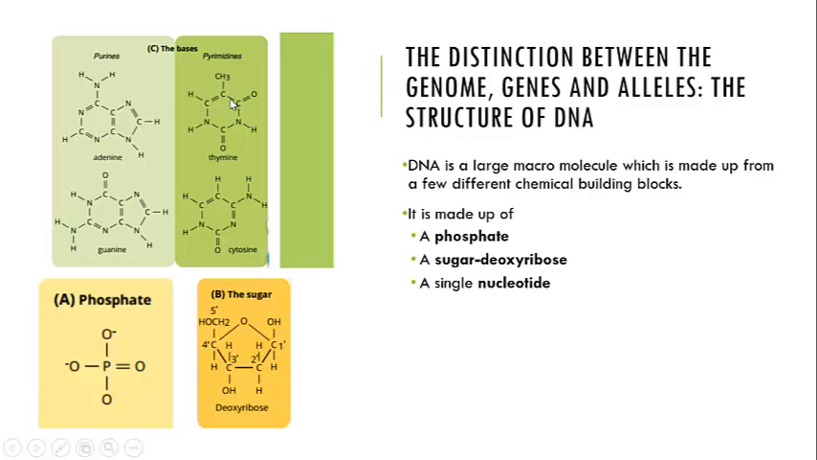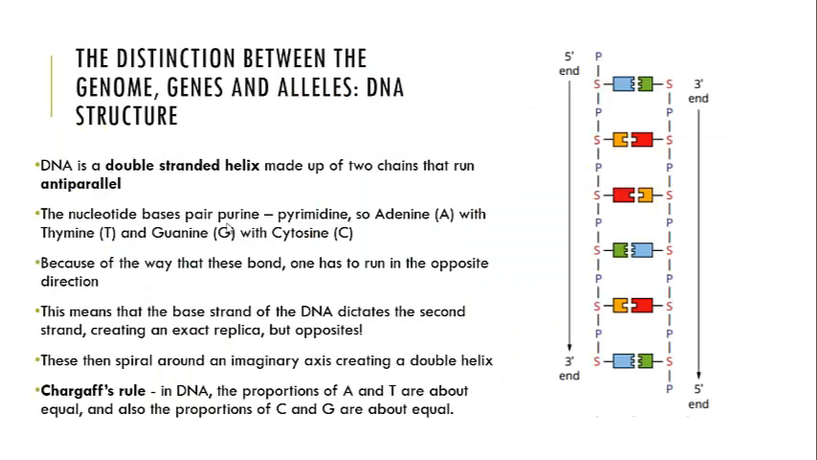Because if you think about it, if you paired two pyrimidines together, the backbone would ebb and flow, it would go in and out and in and out, and it would be kind of curvy, look more like a caterpillar instead of that parallel, which is the word that we use to describe this. So because of the way that these bonds, one has to run in the opposite direction, and that's why we call it anti-parallel. So this means that the base strand of DNA dictates the second strand. So it creates kind of a replica, but in the exact mirror or opposite.